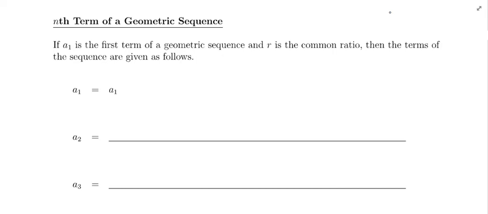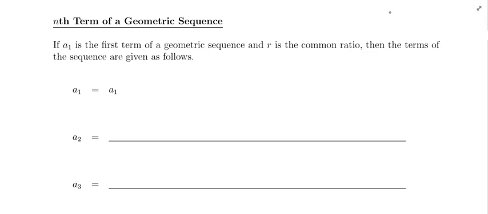Just like we did for arithmetic sequences, we are going to try to derive a formula for the nth term of a geometric sequence. And we're going to do it the same way. We're going to write out the first few terms and look for a pattern. So it says if A1 is the first term of a geometric sequence and R is the common ratio, then the terms of this sequence are given as follows.